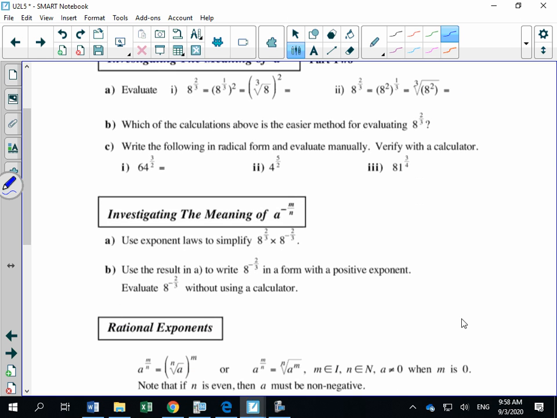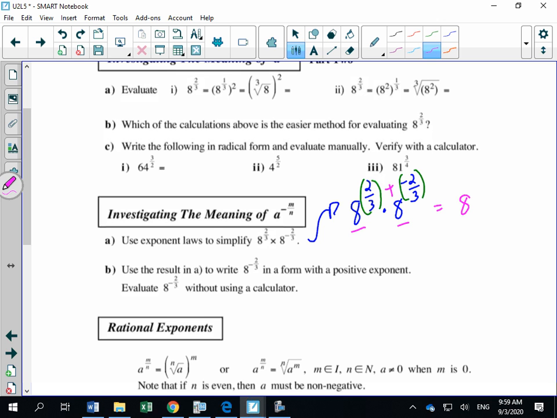Okay, let's look at this. Use exponent laws to simplify. So we're just going to rewrite this so that we have a bit more room. So write down 8 to the 2/3 times 8 to the negative 2/3. All right, using exponent laws, bases are the same. So what I could do with my exponents is I could add them together because this is going to be product law. Now, in class, I'll tell you, whenever you have a fraction, I need you to put those fractions in a bracket on your calculator.